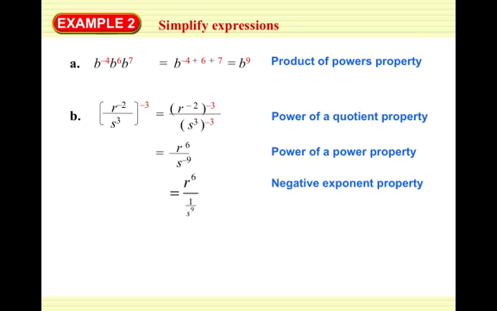1 over s to the ninth. Well, dividing by 1 over s to the ninth is the same thing as multiplying by s to the ninth over 1. So we get r to the 6th s to the ninth.